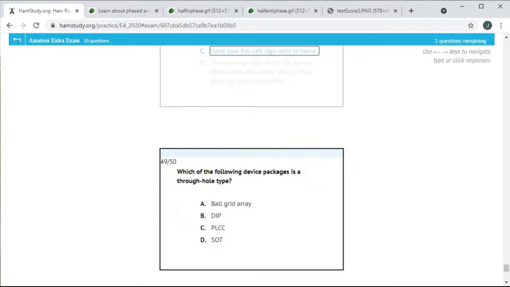Which of the following device packages is through hole type? A, ball grid array. B, DIP. C, PLCC. D, SOT. The only one I recognize, and that's why I picked it last time and I got it correct, was DIP.